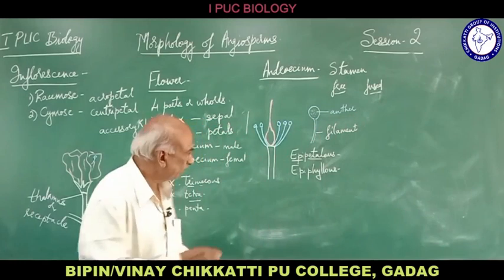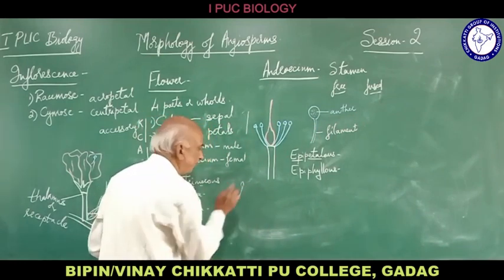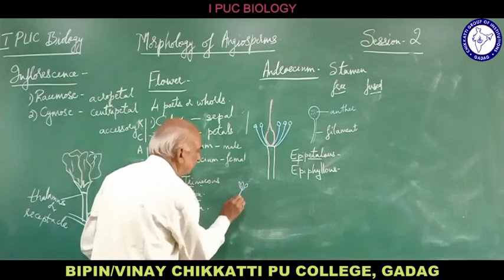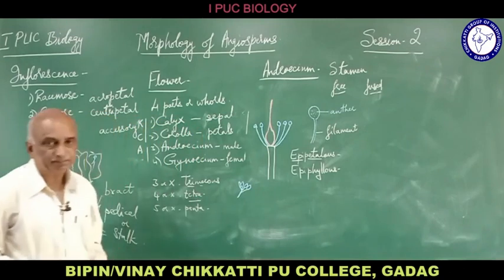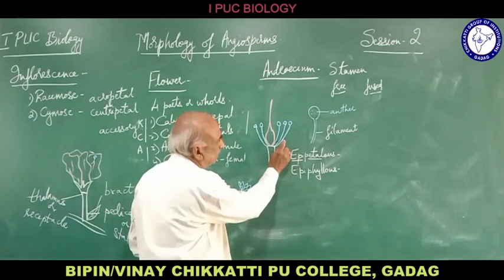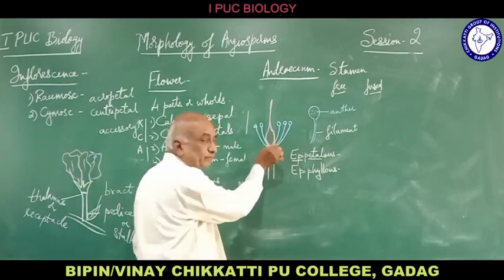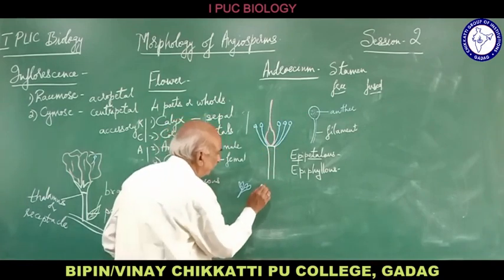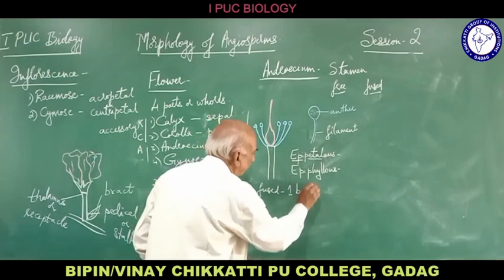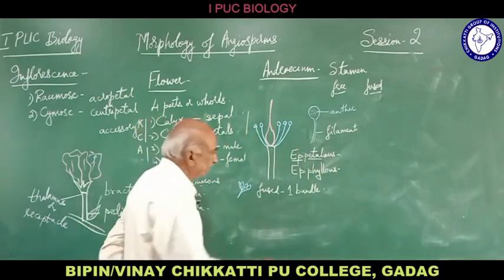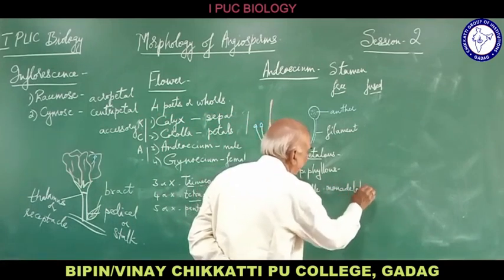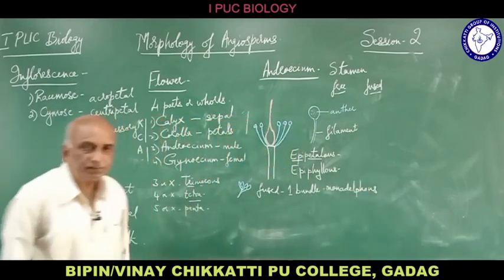Now when the stamens are fused, suppose this is a stamen, this is a stamen, and this is a stamen. Usually the stamens are fused with their filaments. The filament of the stamen will be fused. So this stamen, this stamen, this stamen, all of them are fused. When they are fused to form a single bundle, whatever the number of stamens present, it is called monodelphous. Monodelphous androecium it is referred to as. In case of hibiscus we come across this.